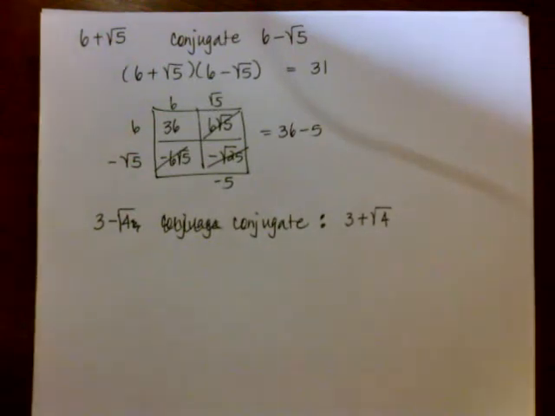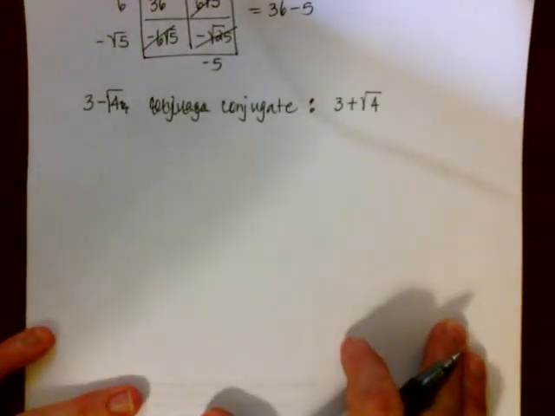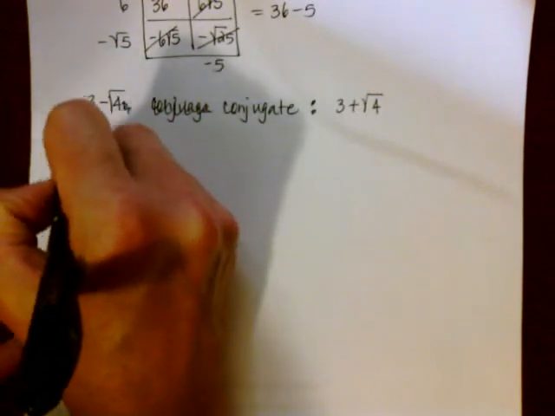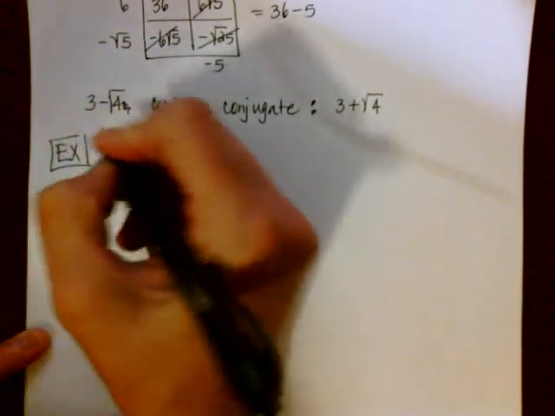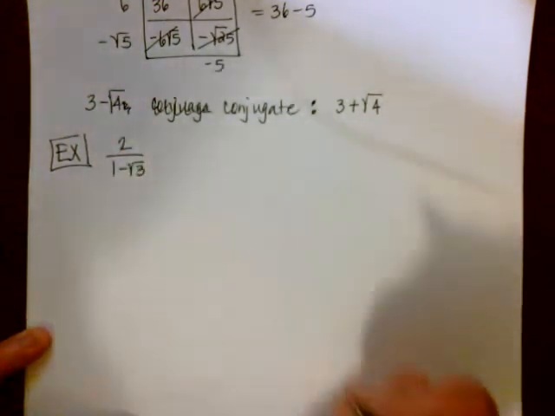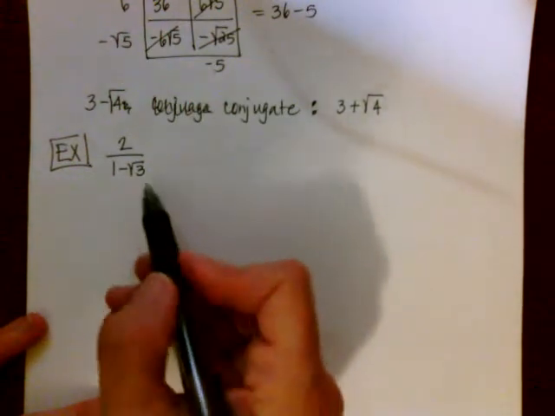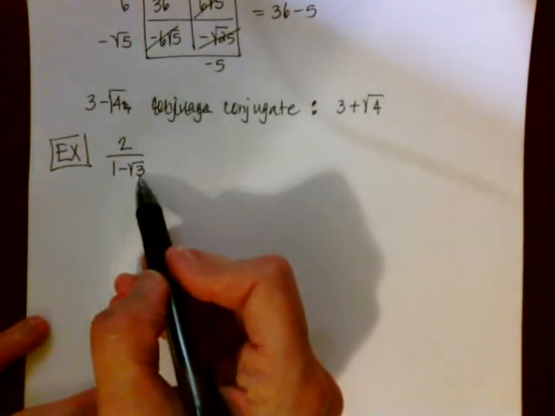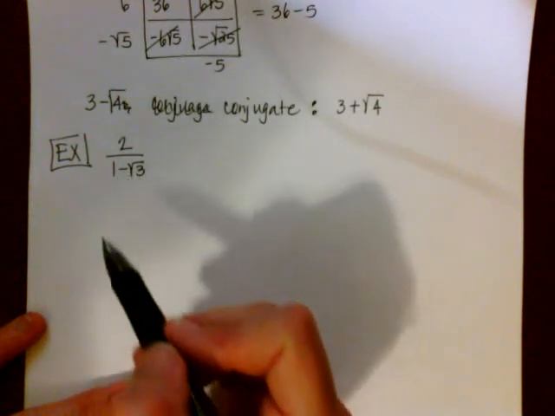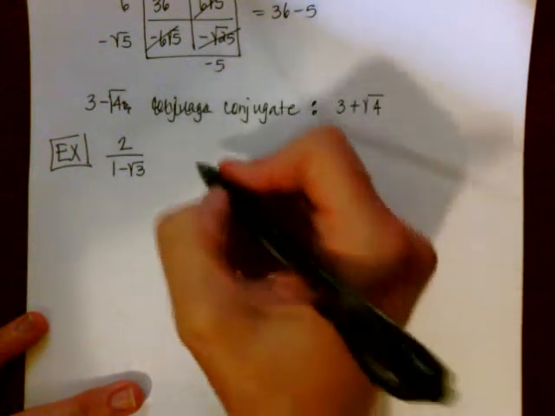Alright, our last example is going to be managing a fraction with conjugates. So I'm going to give you, and I'll do one of these, and then you can start your problems. Alright, so there's the fraction that I'm given. I can't just multiply by radical 3 over radical 3 because I have a 1 minus. So now what I have to do is multiply by the conjugate of the denominator.